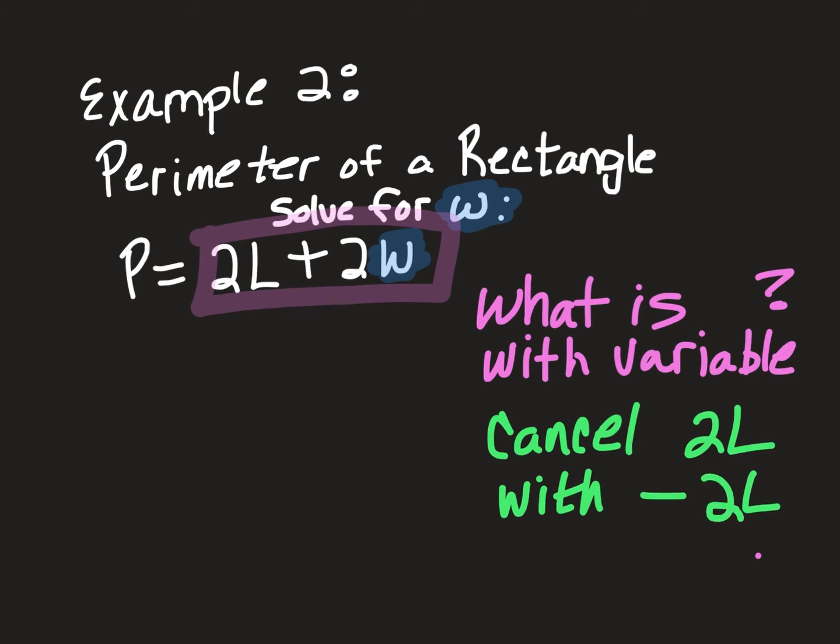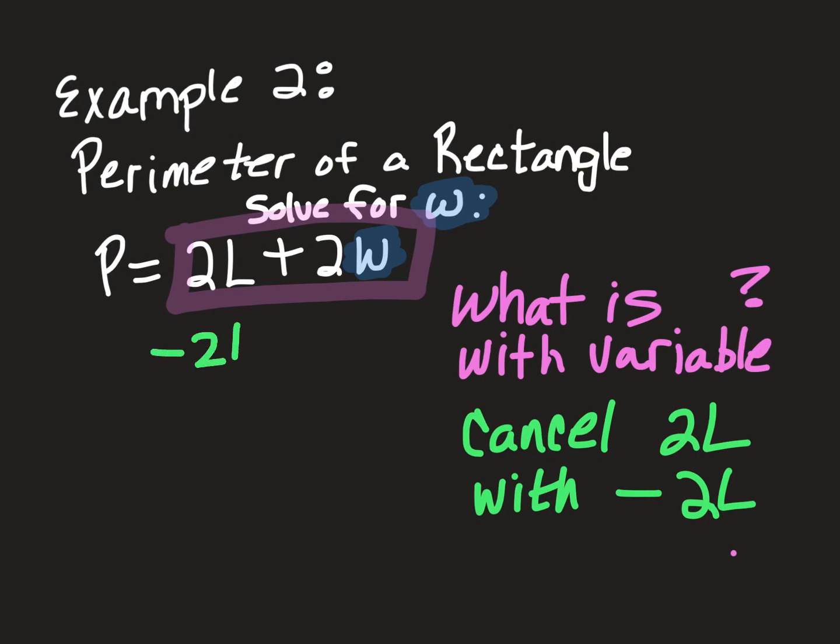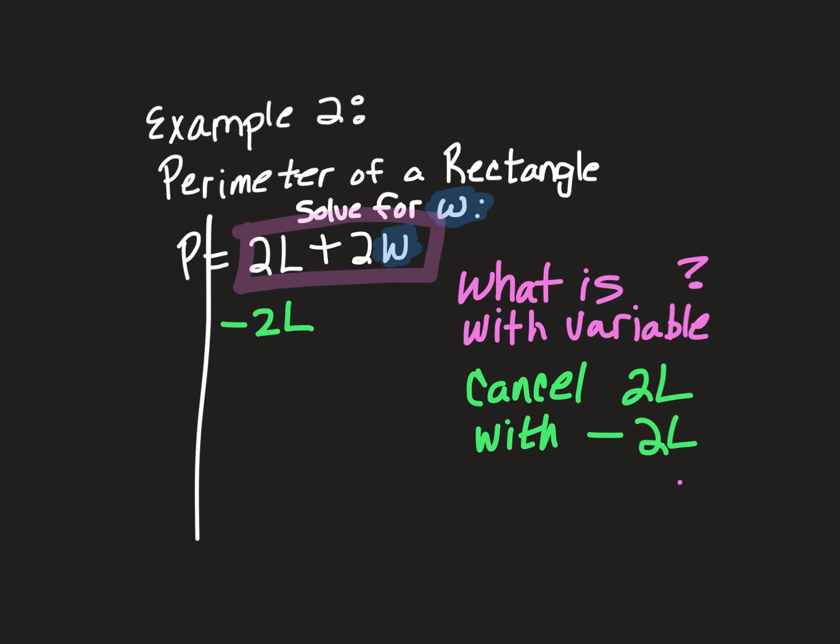Okay, so what's the opposite of a 2L? I'm going to do a minus 2L. Even though it's an equation that doesn't have a bunch of numbers and it has very few, all of the rules are still exactly the same. If you take away 2L from the right side of the equal sign, you have to do what? Take it away from the other side too. Correct. So you still need to do 2L on both sides.